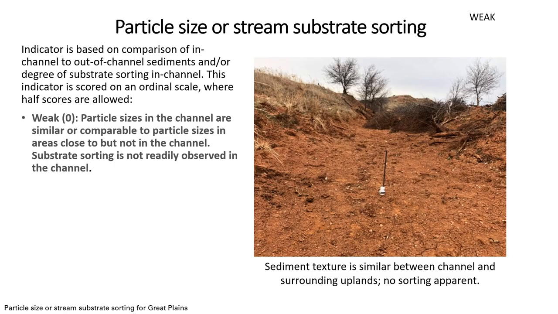This slide shows an example of poor substrate sorting. In this case, you have particle sizes in the channel that are the same as particle sizes outside the channel. There's no real evidence of sorting within the channel here, and it has a similar texture in the channel and the surrounding uplands.